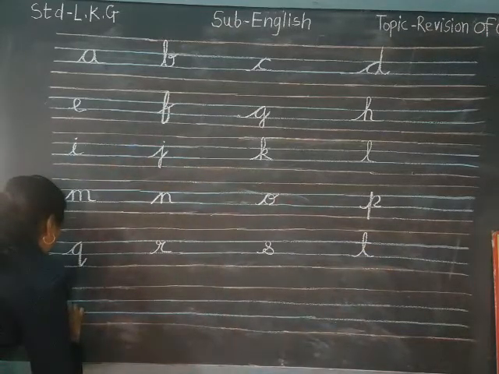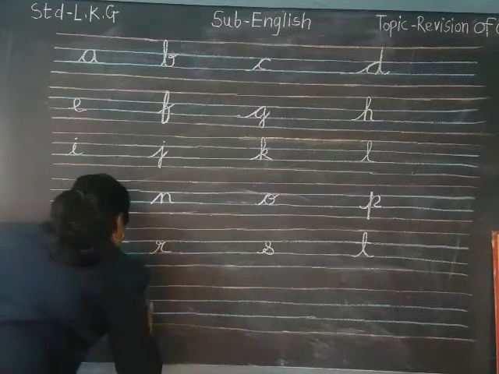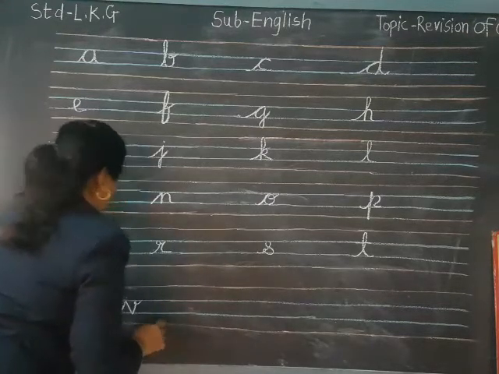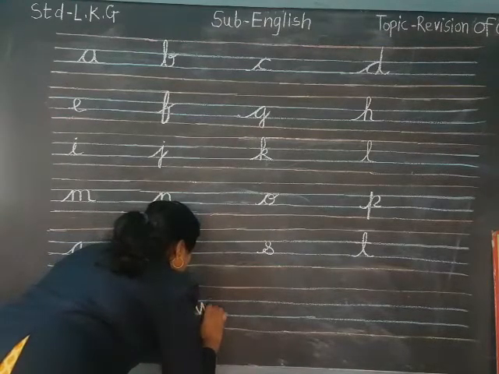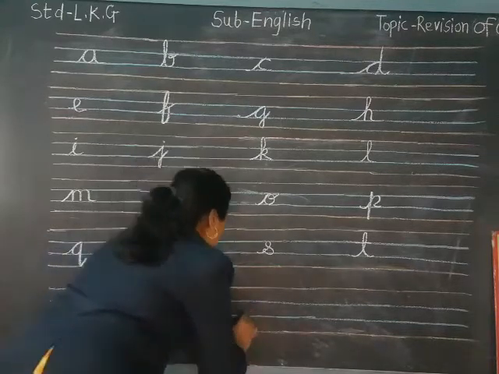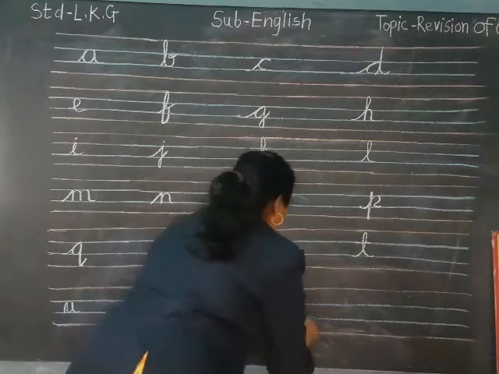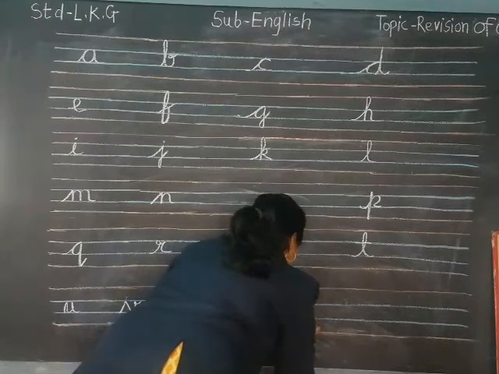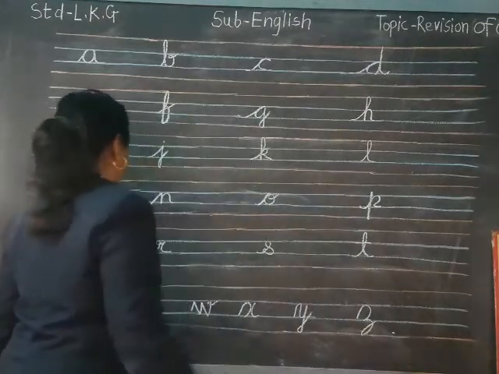Cursive small U. Cursive small V. Cursive small W. Cursive small X. Cursive small Y. And cursive small Z. Cursive small Z.